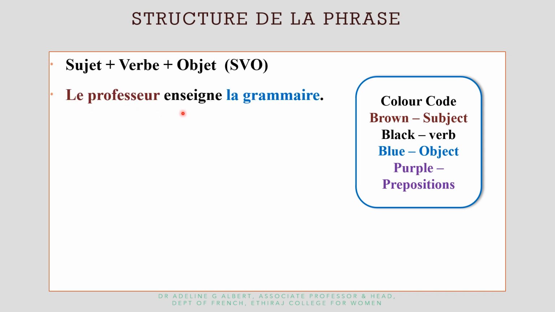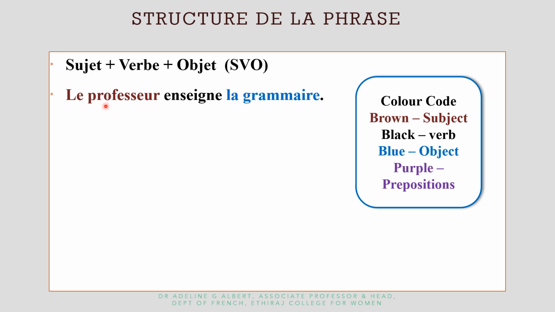So, le professeur enseigne la grammaire. Le professeur is your subject. He's the main actor in your verb. The teacher is doing an action. What is the action? It's teaching. And what is he teaching? Grammar. So you have two nouns, professeur and grammaire.